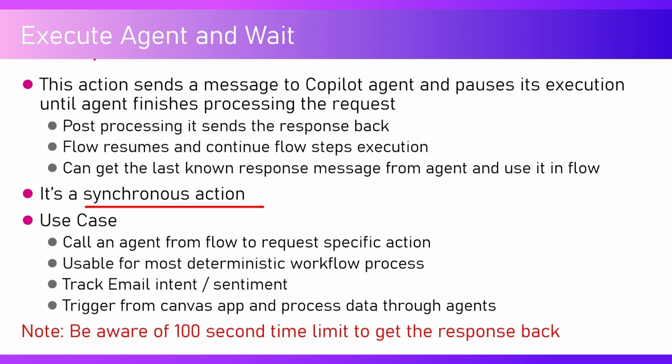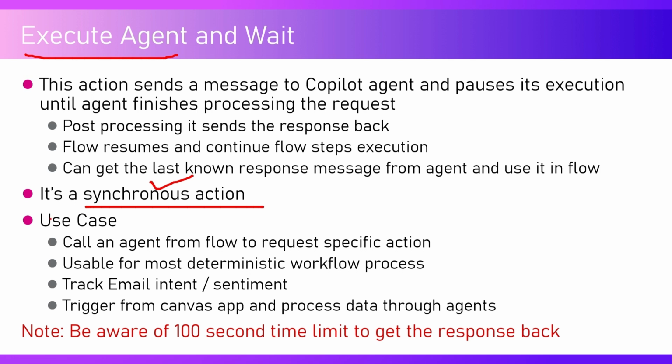Now we have a similar action called execute agent. The difference between execute agent and execute agent and wait is that execute agent will independently execute the agent and the flow resumes. It will not wait for the agent to process and pass on the input to the Power Automate flow. In execute agent and wait, the execution stops from a Power Automate flow perspective. The agent processes the input and then sends the response back, and once the response is received, the Power Automate flow will resume the action.